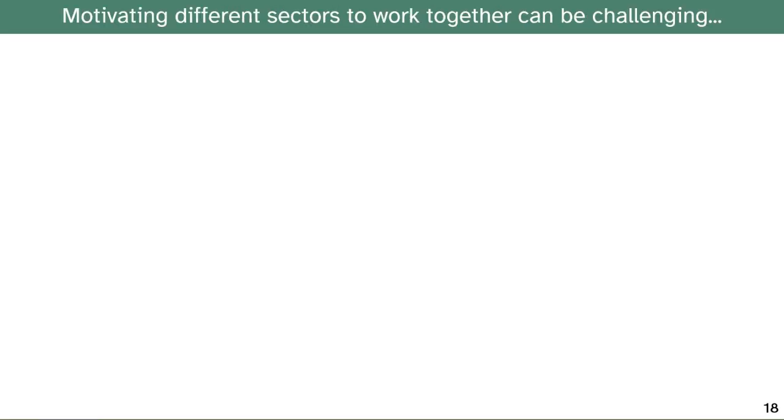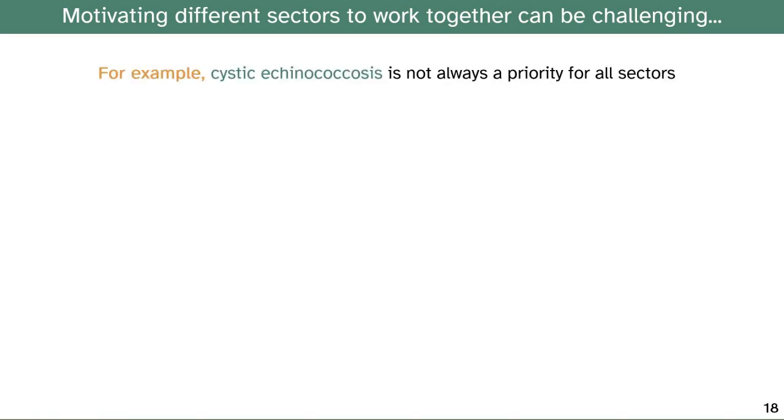We have understood that One Health is beneficial in many ways, but still motivating different sectors to work together can be challenging. One of the most common reasons is that a disease that would greatly benefit from the One Health approach is not considered a priority for all sectors. So why should they participate? Cystic echinococcosis is such a disease.